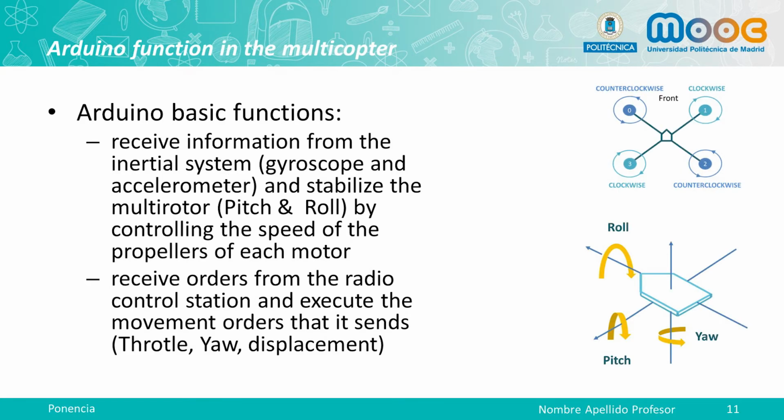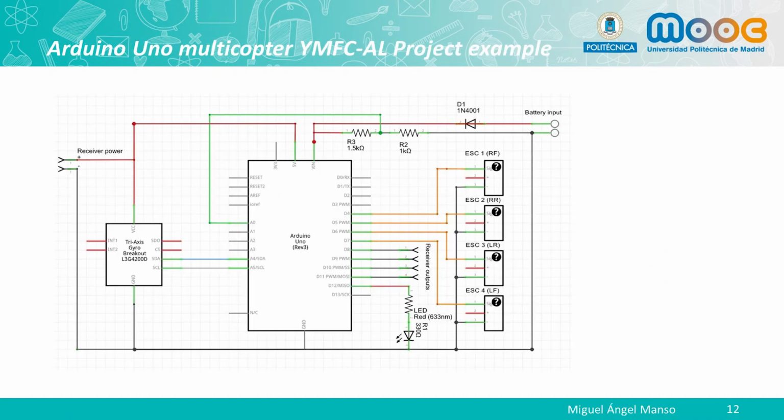Arduino function in multicopter. The Arduino basic functions are to receive information from the inertial system, gyroscope and accelerometer, and establish the multirotor pitch and roll, and control the speed of the propeller of each motor, receive orders from the radio control station, and execute the movement orders that it sends: throttle, yaw, and displacement. Arduino Uno in a multicopter.